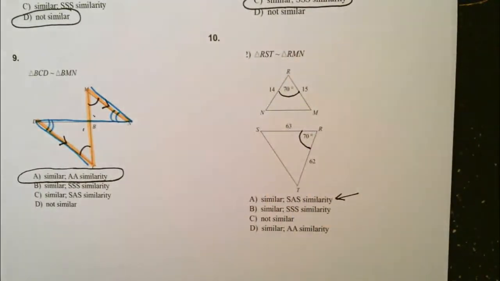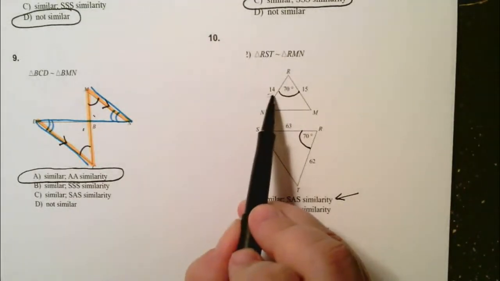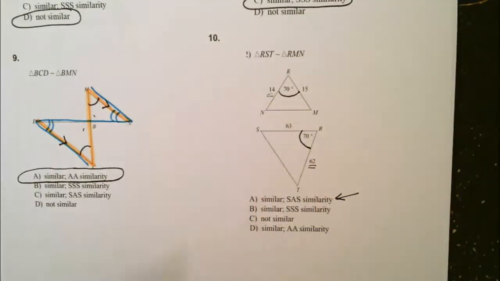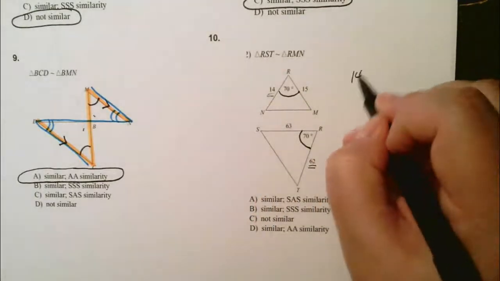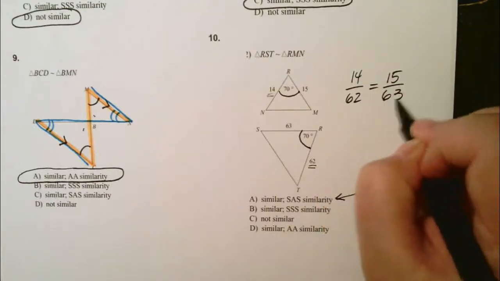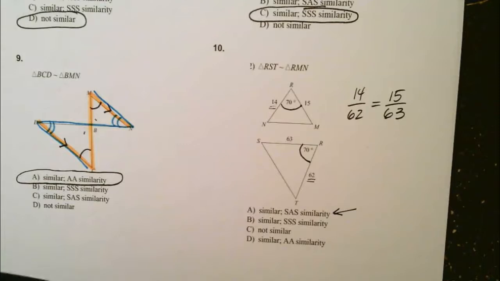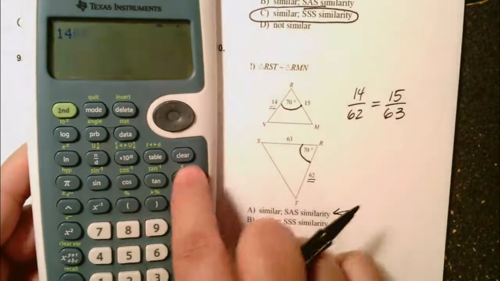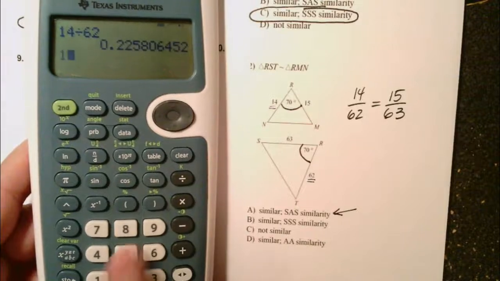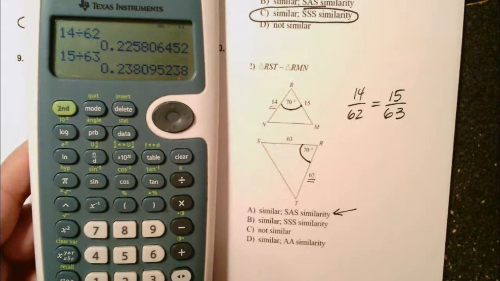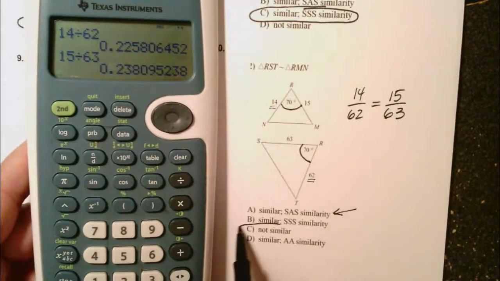And it's important that I pay attention to the order here as well, because I have to compare the smaller side on this triangle, 14 is smaller than 15, to the smaller side on this triangle. So 14 over 62, and I'm checking to see if that's equal to 15 over 63. I don't really know that it's equal yet. I just wrote it that way. So 14 divided by 62, 15 divided by 63. Those are not exactly the same, so nope, not similar.